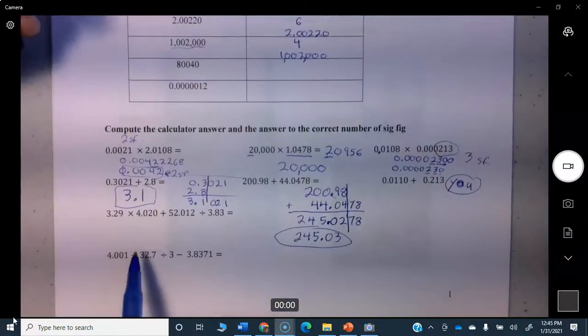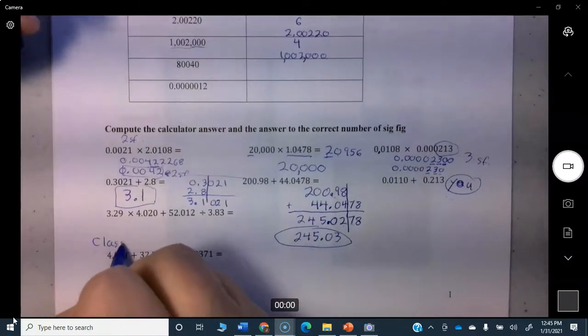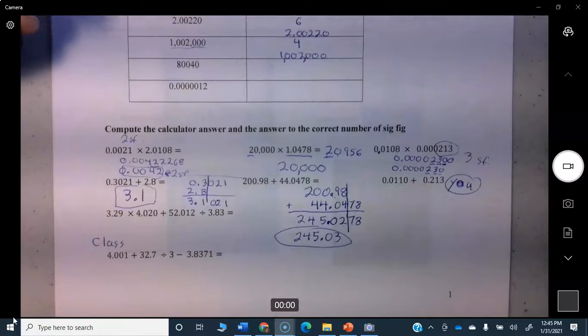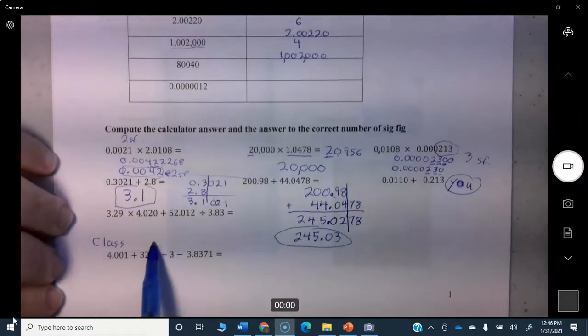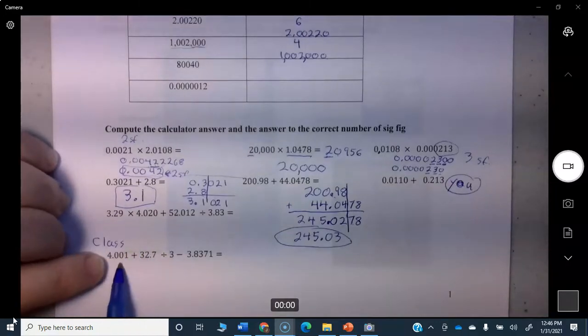So remember, you're going to do, we'll do this one in class, okay? Let's do this as a class, because they only gave you one that was a combination problem, so let's just do that one in class. Okay, just a reminder what you're going to do. You got to do PEMDAS. You got to do the multiplication division first. Once you got that number, then you go from left to right. You add this plus whatever that is.